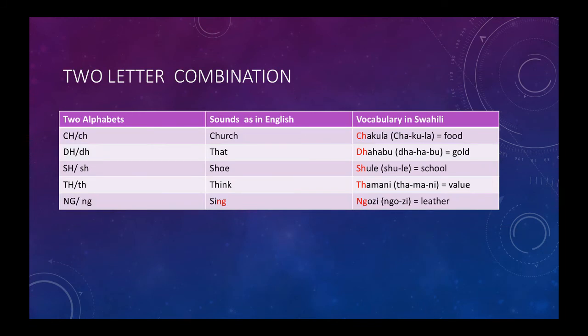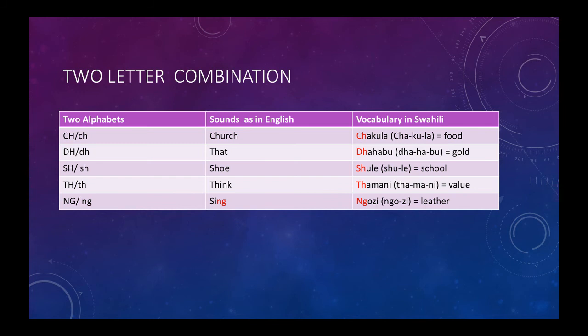The table shows the two-letter combinations that exist in Swahili. The second column displays how it sounds in English, and the third column represents Swahili words using the two-letter combinations in the first column. So we start with the CH as in church, and the Swahili word that starts with CH could be chakula. Chakula means food.